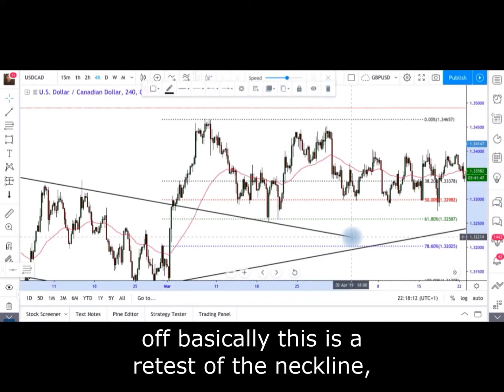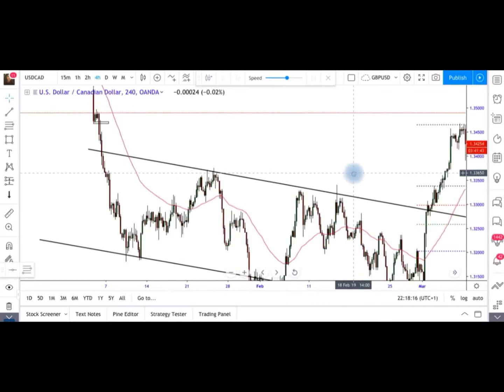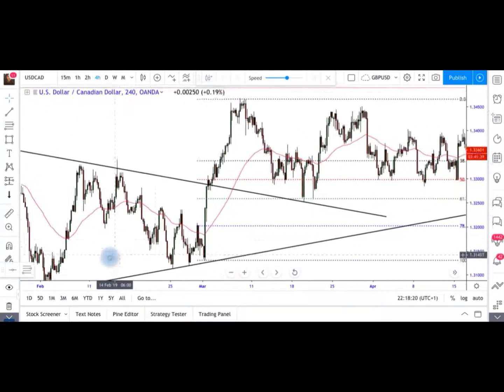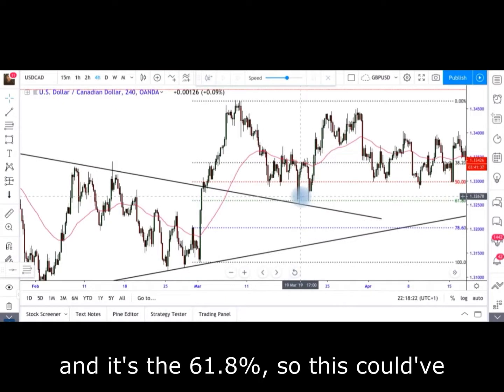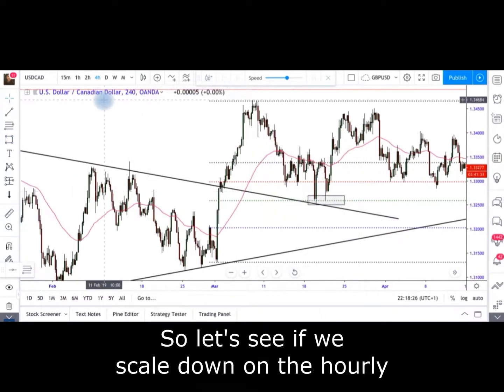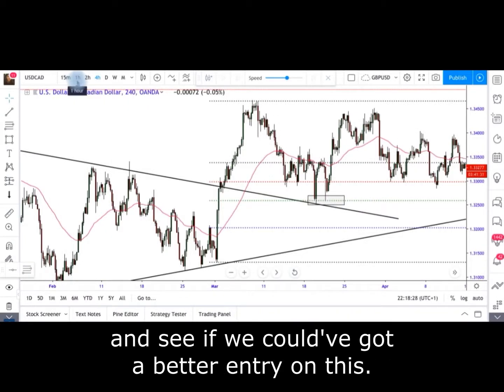Basically, this is a retest of the neckline, this major neckline here, and it's the 61.8%. So this could have been a really great area of interest. So let's see if we scale down on the hourly and see if we could have got better entry on this.